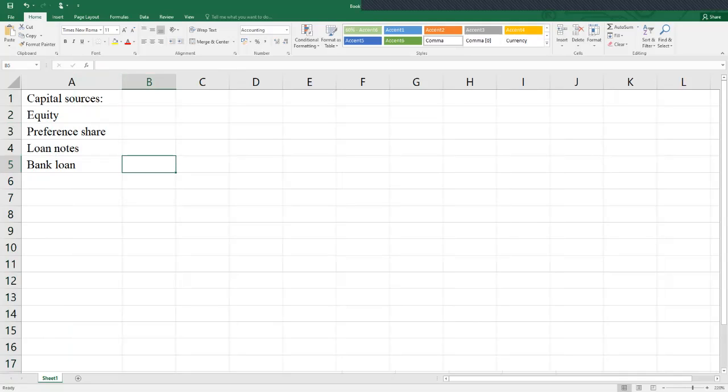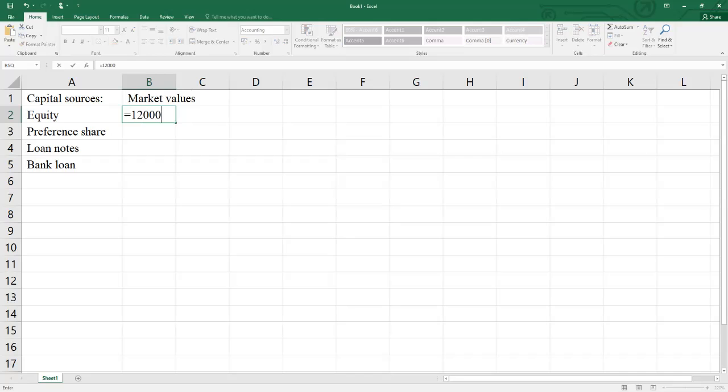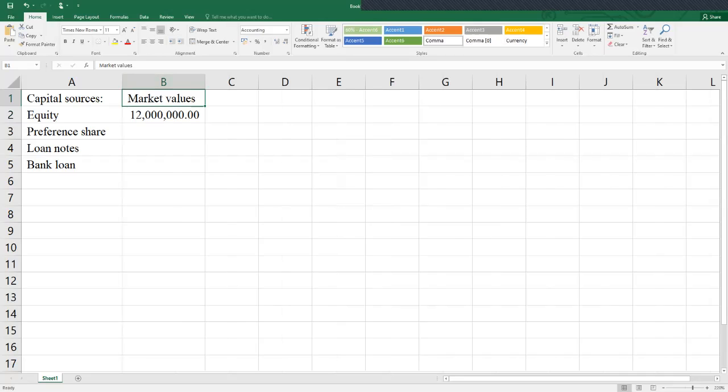The next, which is a bit easier to obtain, is to get the market value for each of those sources. For the market value of equity, the total nominal value of equity is 12 million. Just confirm, yes, this is 12 million.